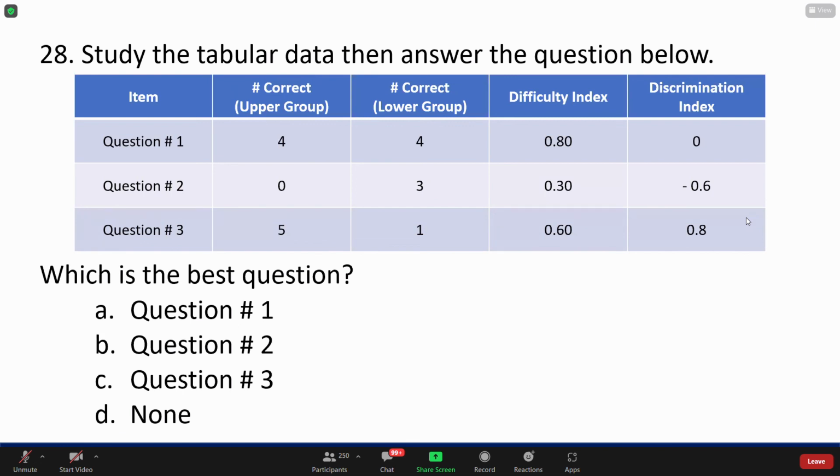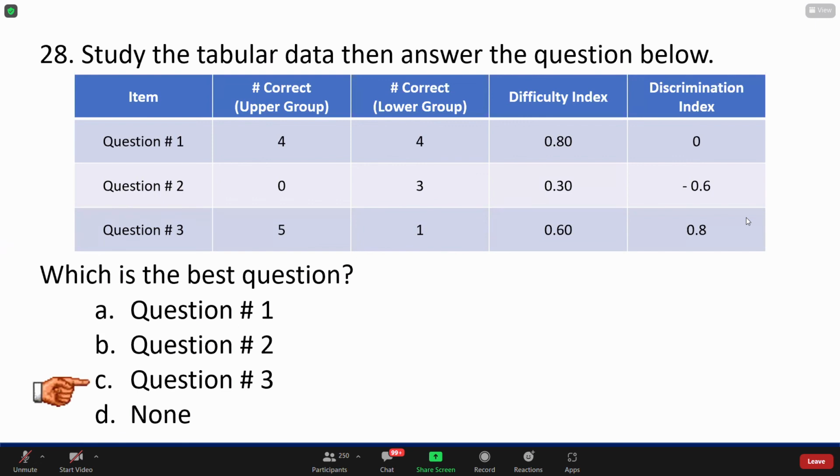Hello, good afternoon. Study the tabular data, then answer the question below. Which is the best question? Letter A, question number 1. Letter B, question number 2. Letter C, question 3. Letter D, answer. Okay. What is your answer, Miss Jiffer? Medyo nag-ano yung connection. Letter C po.